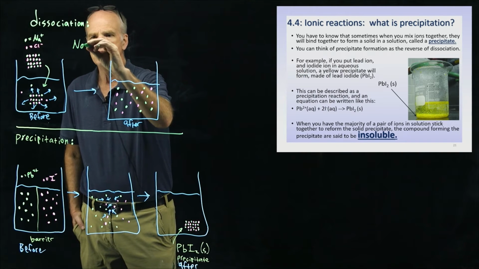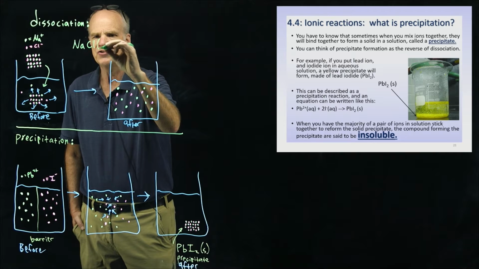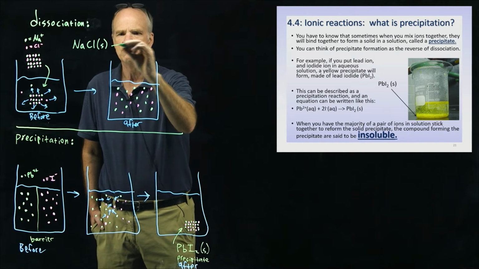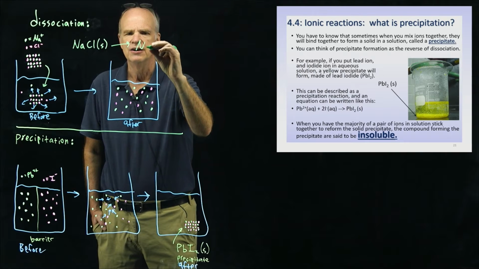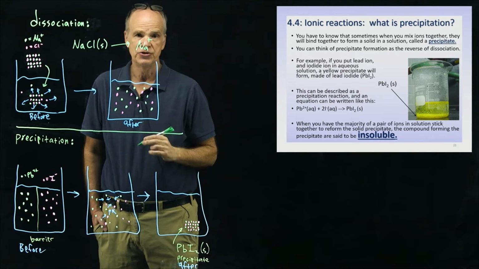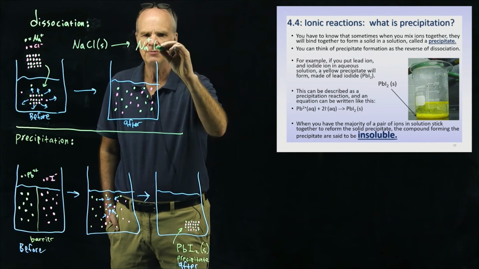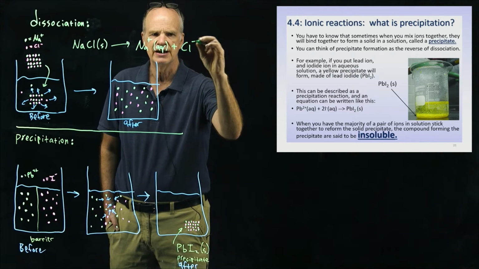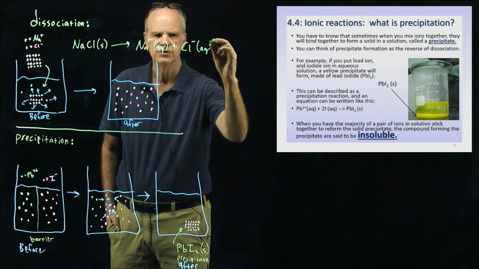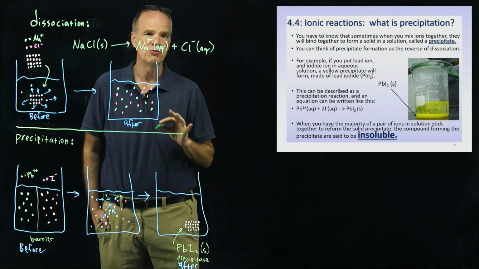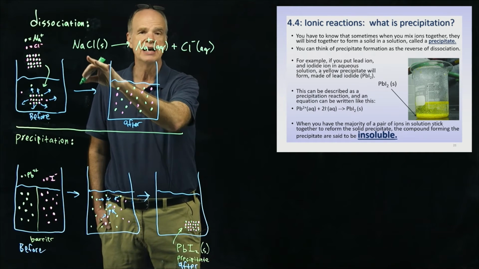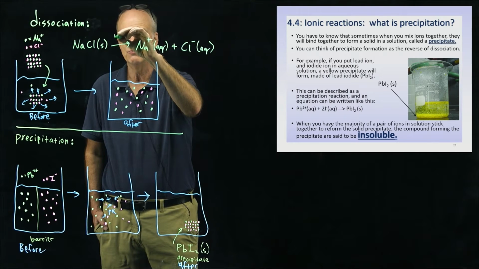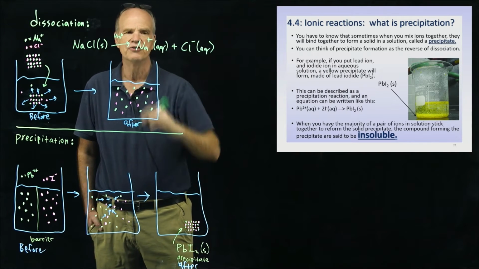What I could do is summarize that process with an equation. We start out with sodium chloride, which is an ionic salt, in the solid state. Then when we add it to water, it separates into sodium ions in aqueous solution, which is water solution, and chloride ions also in aqueous solution. And if we wanted to remind ourselves that solid sodium chloride is dissociating in water, I could put water above the arrow.